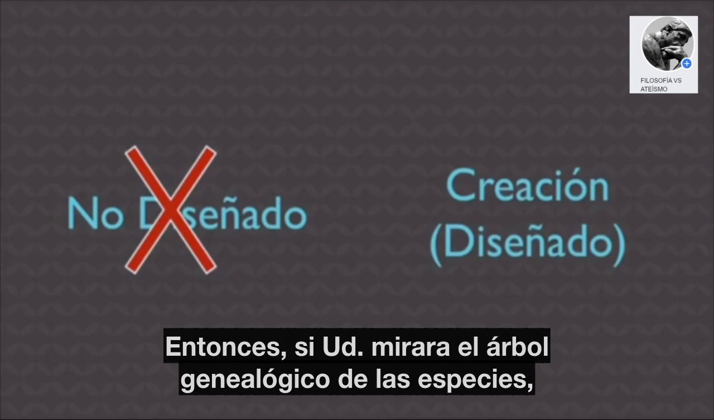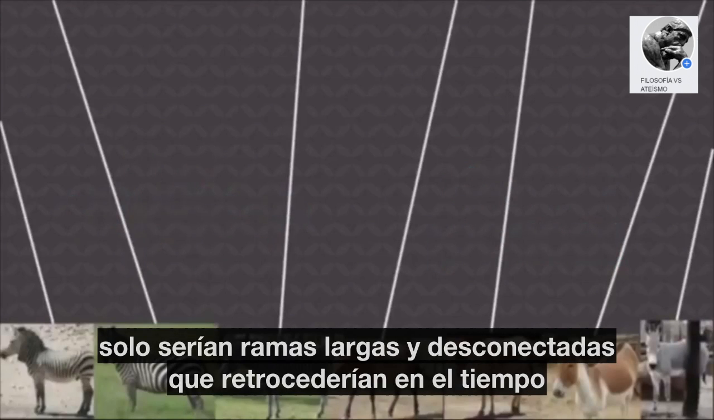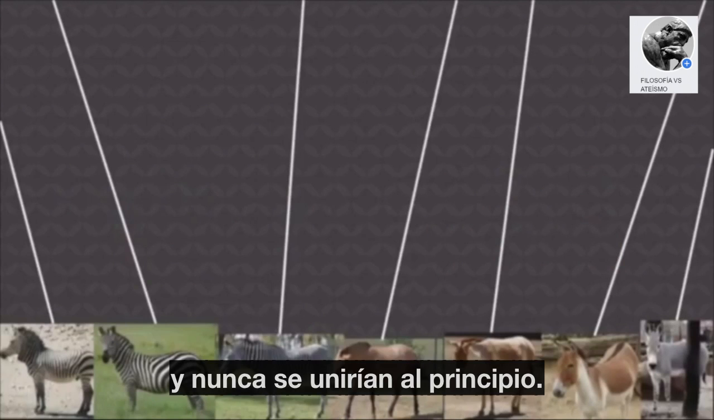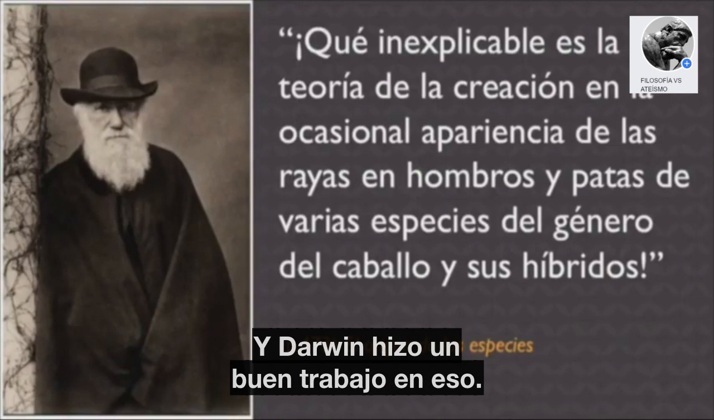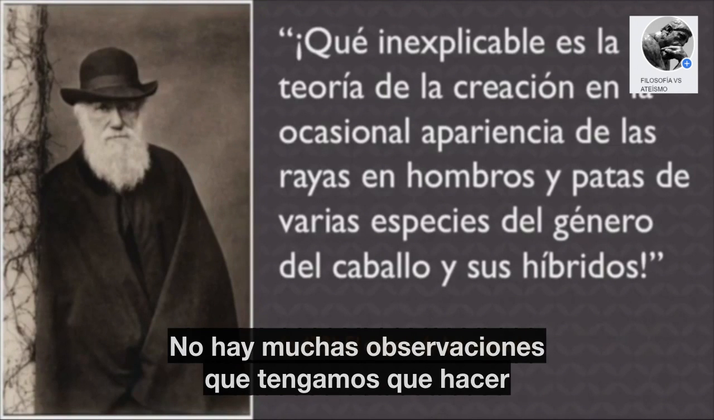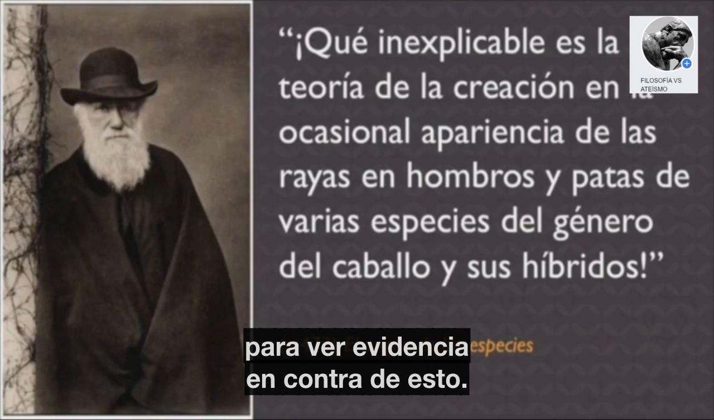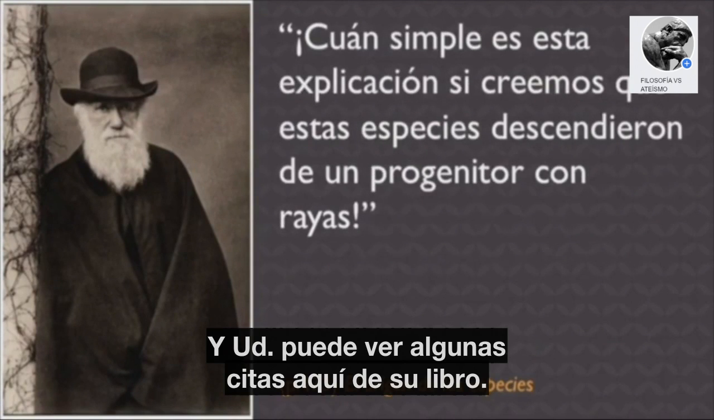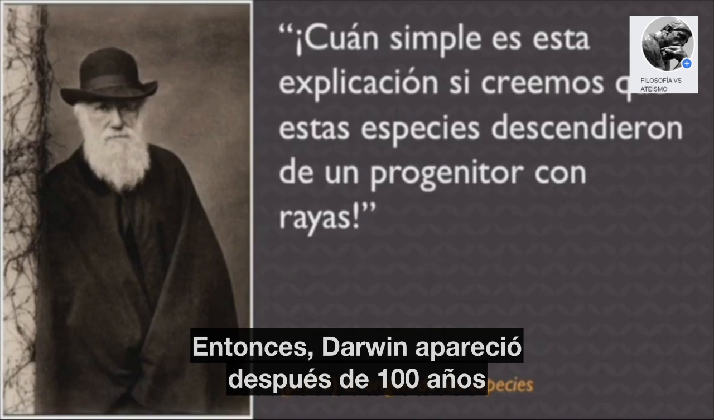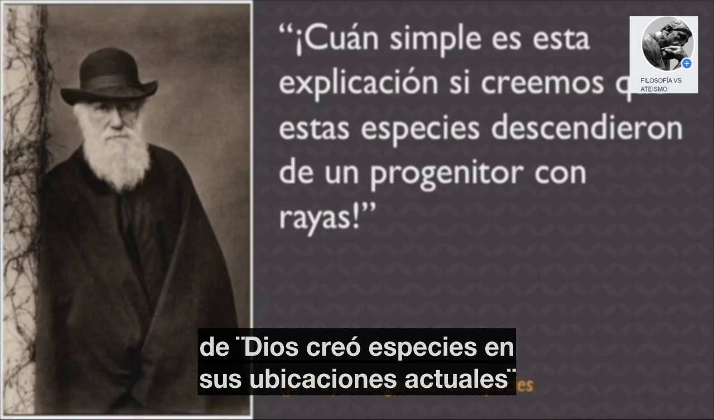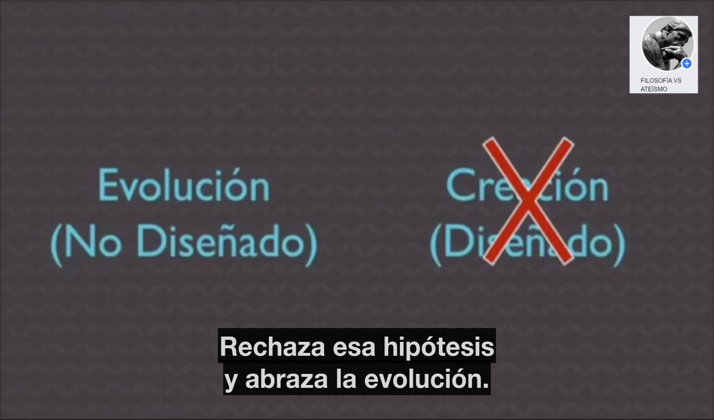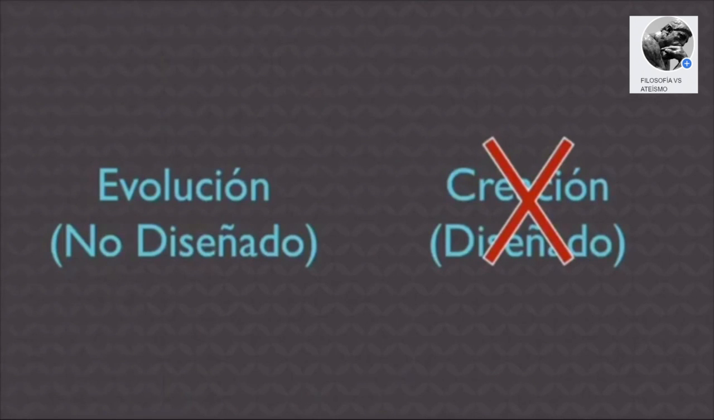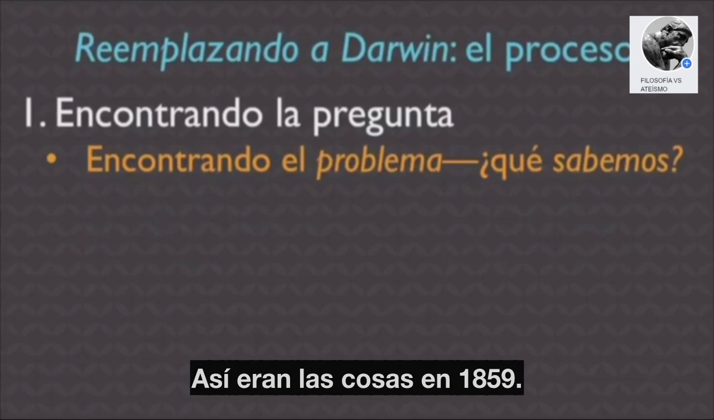So if you were to look at the family tree of these species, it would just be long, unconnecting branches going backwards in time, never joining, back to the beginning. That's an explanation that's fairly simple to refute, and Darwin did a good job doing so. There's not that many observations you have to make to see evidence against this. And you can see some quotes here from his book. So Darwin came along after 100 years of God creating species in their current locations, corralled several lines of evidence against it, rejects that hypothesis, and embraces evolution. So that's the way things were in 1859.